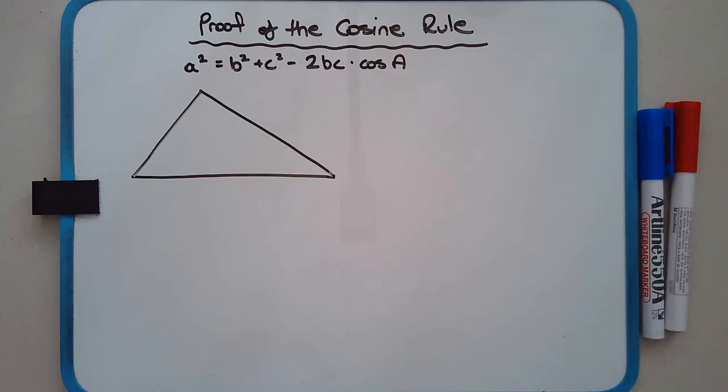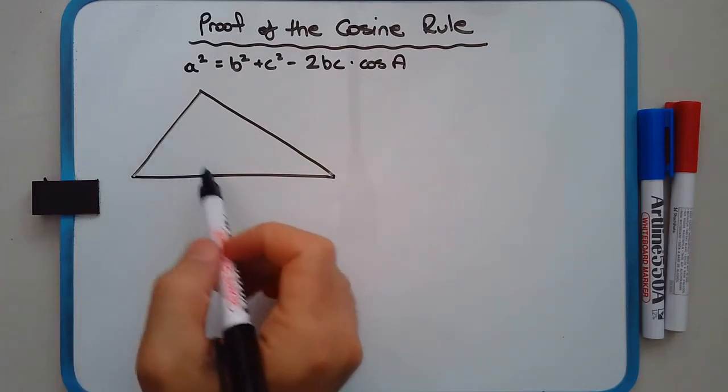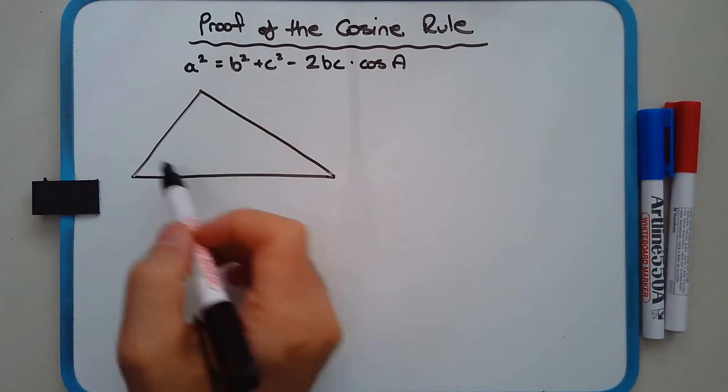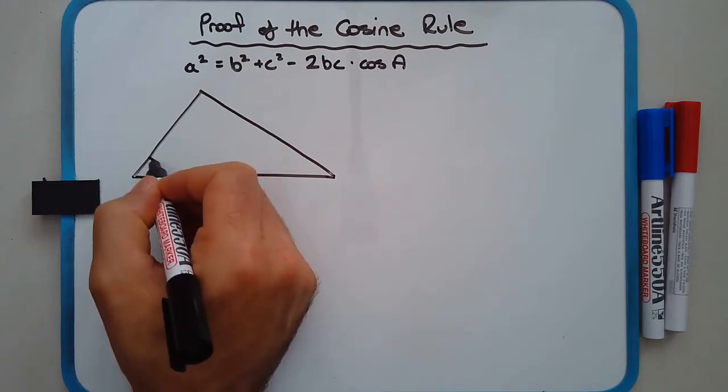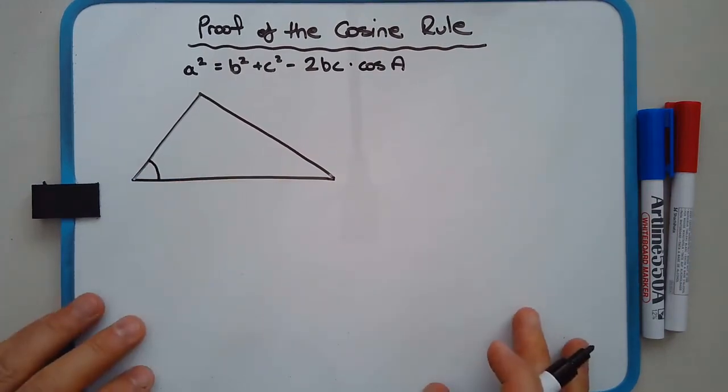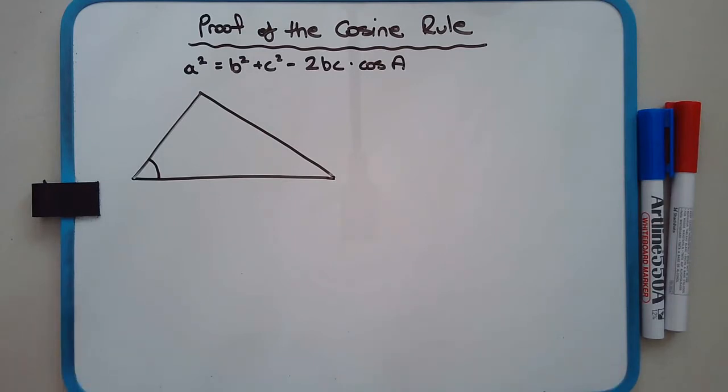The following is the proof of the cosine rule, and the cosine rule applies to triangles where there are two known sides and an included angle. Okay, so I'm going to try and get through this as quickly as I can, but I don't want to skip any detail at the same time. And it's really good to know this.